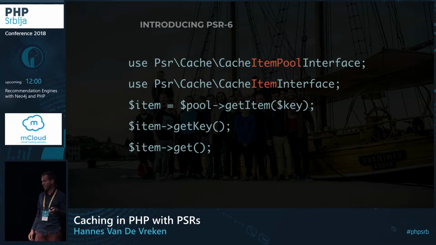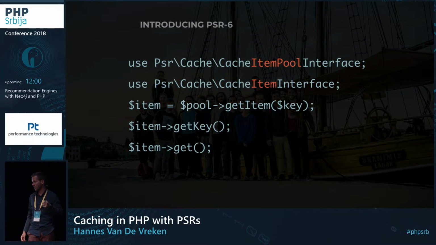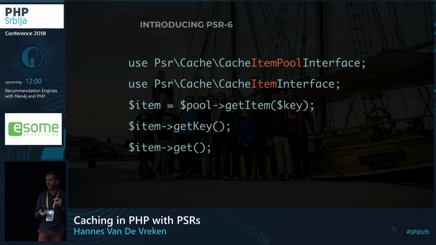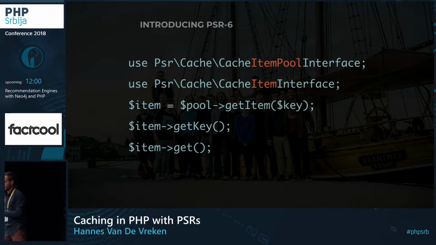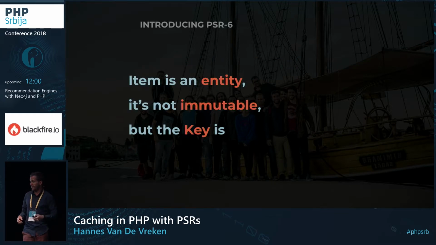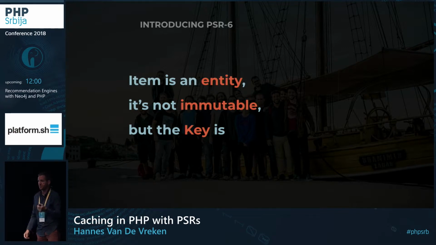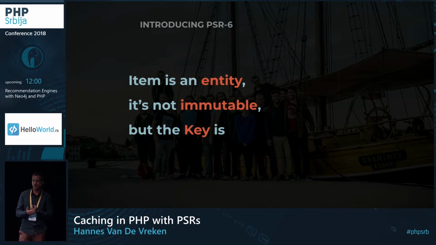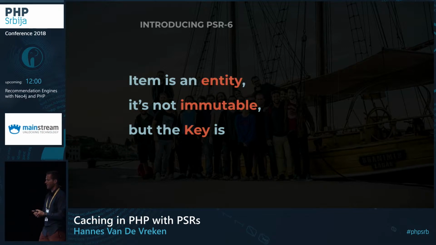There's a cache item pool interface, and there's a cache item interface. And if you use the pool to get an item with a key, you get the item, and then you can set the value, you can set the TTL, and then you can ask the repository or the cache item pool to save it. The item itself is an entity, so it has an identity with a key, and the key is never changing, but the value and the TTL can change. So it's not an immutable object, but the key of the object is immutable. You cannot change that. The rest you can change. You can change the value, you can change the TTL.